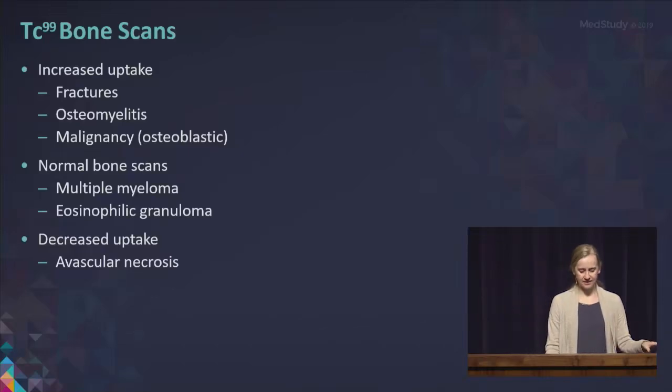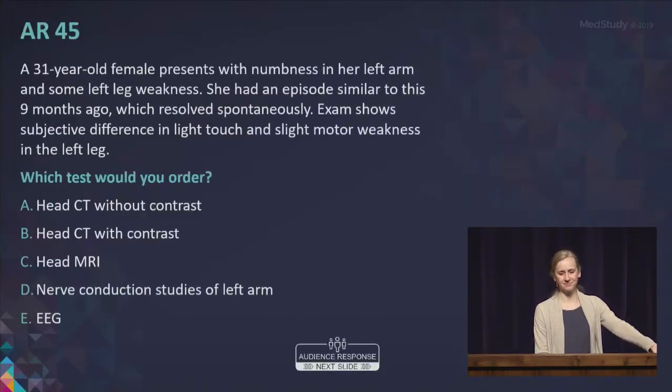So guys, this is my last slide. We got 2 questions and we're done. A 31-year-old woman presents with numbness in her left arm and some left leg weakness. She had an episode similar to this 9 months ago, which resolved spontaneously. Exam shows subjective difference in light touch and slight motor weakness in the left leg. Which test would you order?